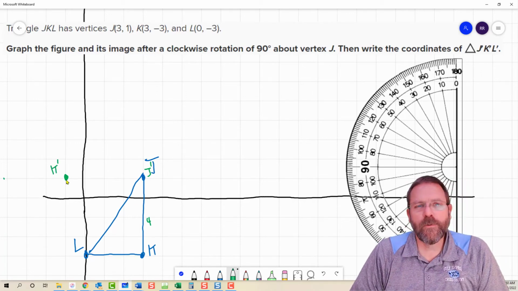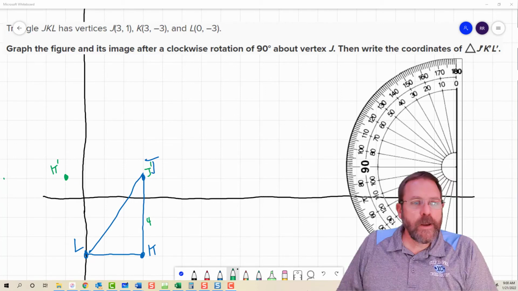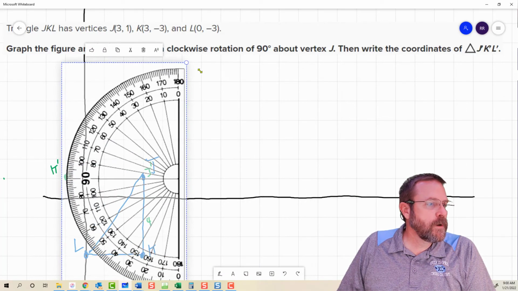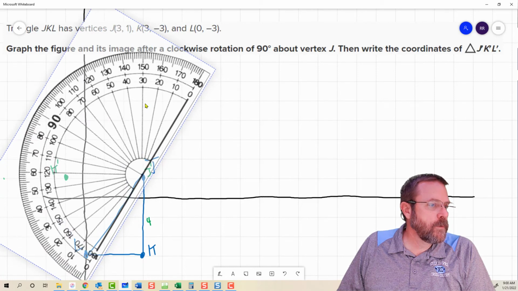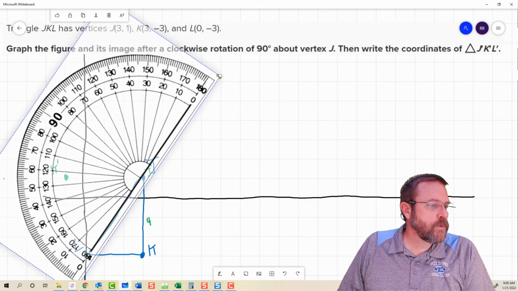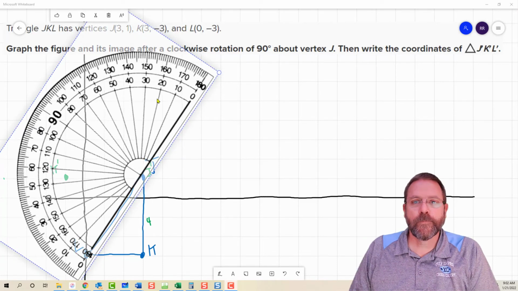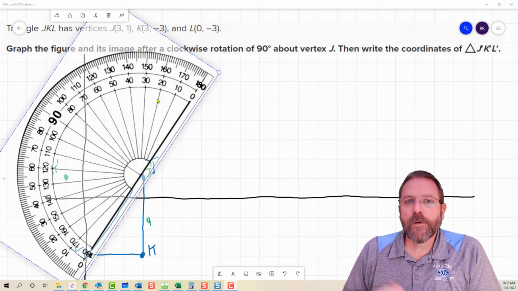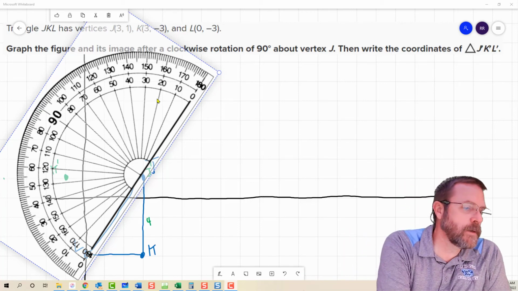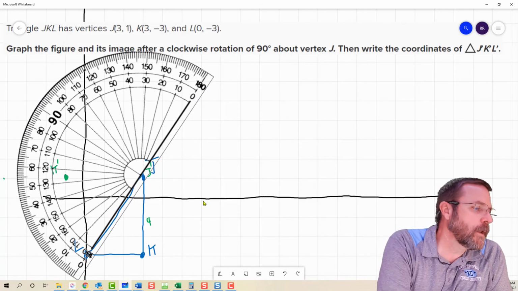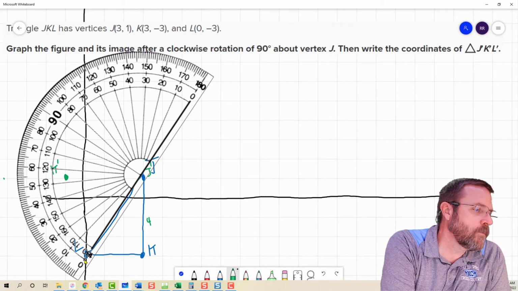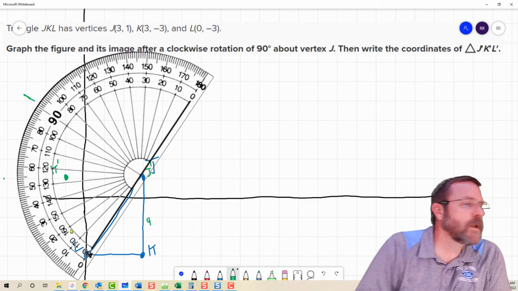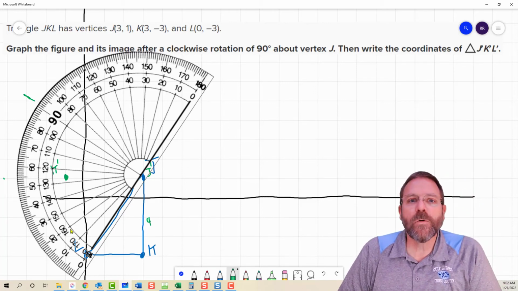The next point, L prime, is going to be slightly more challenging. To find point L prime, I'm going to take my protractor again and set it up where that center point is located on J, and I'm going to rotate it so that it goes through point L. Now that I have that lined up, I'm going to move once again in a clockwise direction 90 degrees, which means grabbing my little pin here and following it around 90 degrees, and that means I'm going to be up in this direction. And once again, I'm just going to put a little tick mark up there to indicate where 90 degrees is.